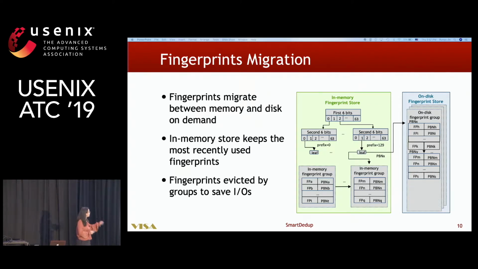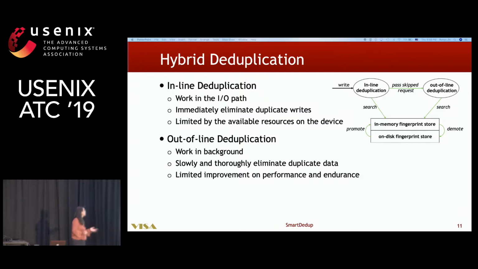Suppose now the in-memory fingerprint store is full, and we evict a group of fingerprints to disk. In this way, a number of slots have been freed and can be used to store many fingerprints from future requests before the next eviction happens. So the eviction frequency has been reduced, and the I/O overhead has been saved.